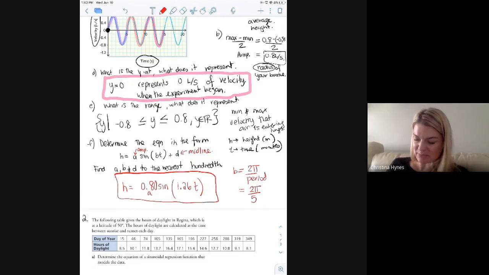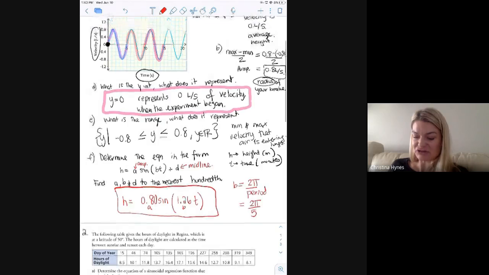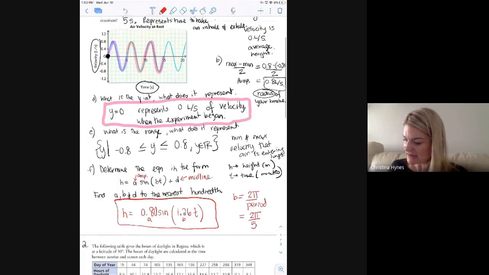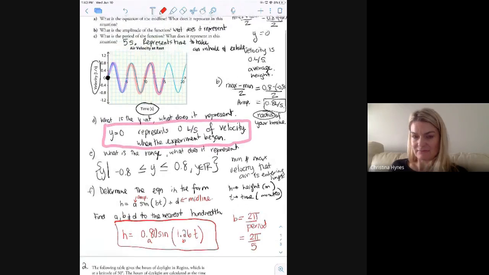So A was my amplitude, B was my 2 pi over my period. So if you find the answers above and use those properly, then that's how you fill in A, B, and D. Okay, so that is similar to your first question. The only thing you're going to have to think about is what those numbers represent in your situation. If you get stuck, just message me and I can give you some hints.